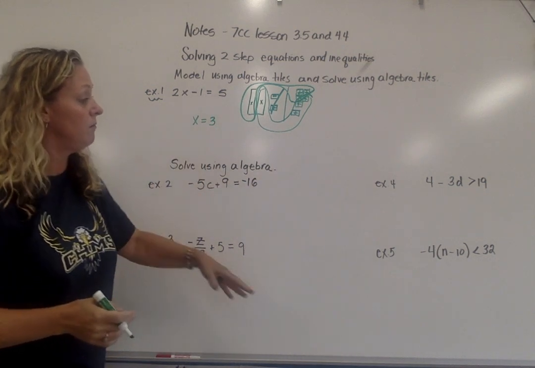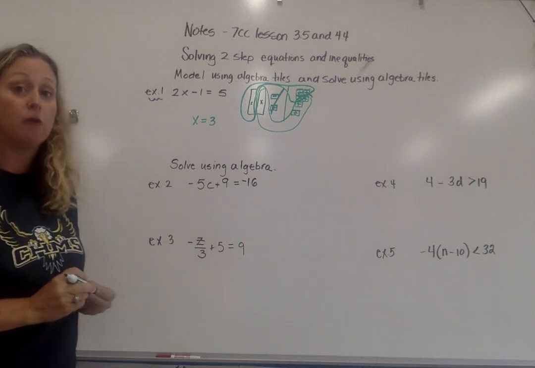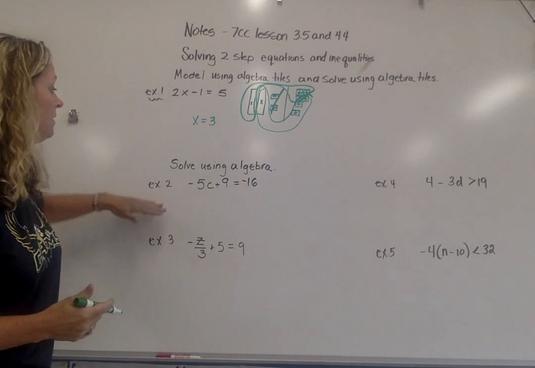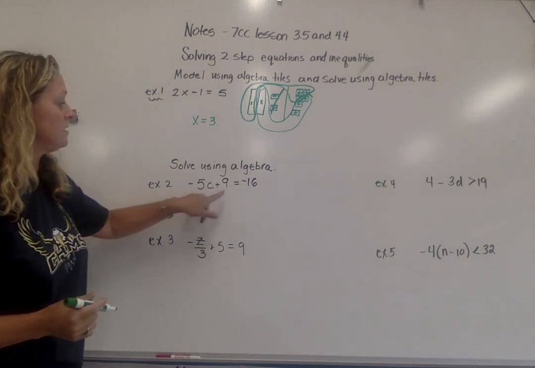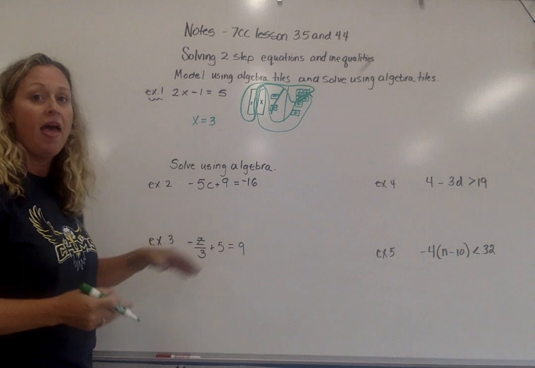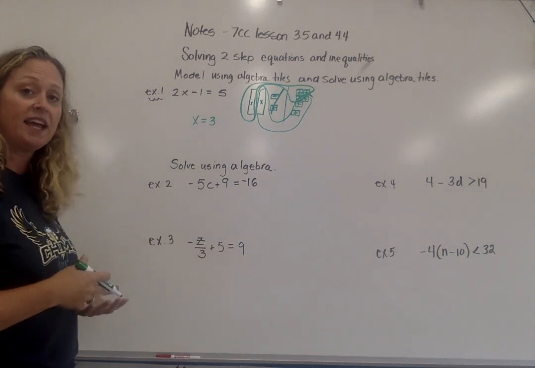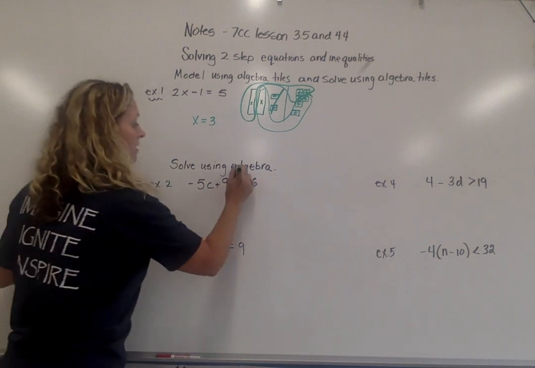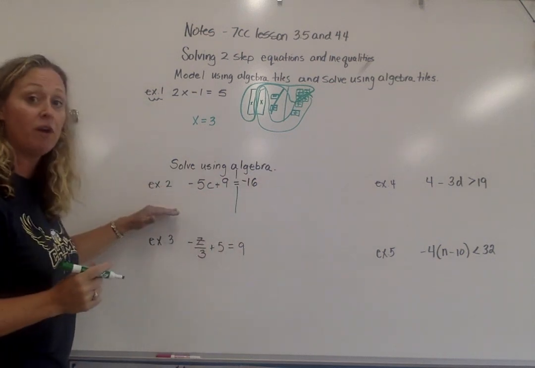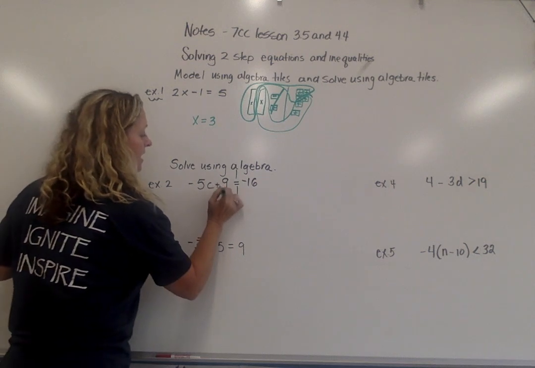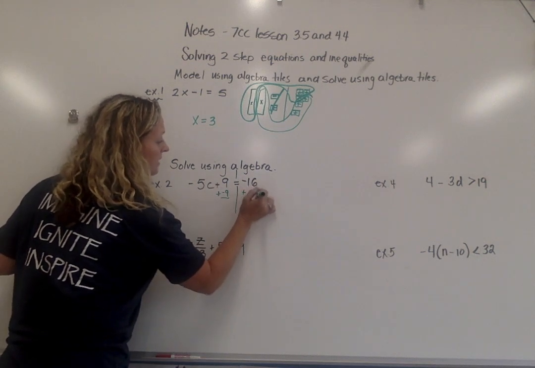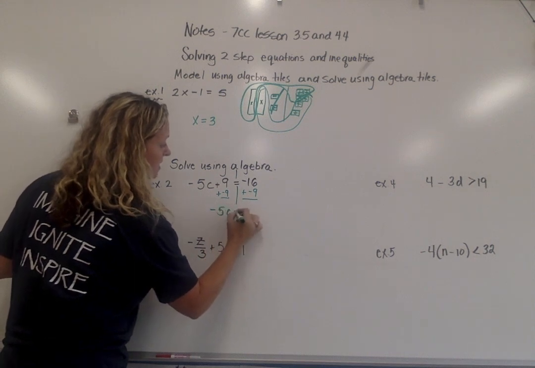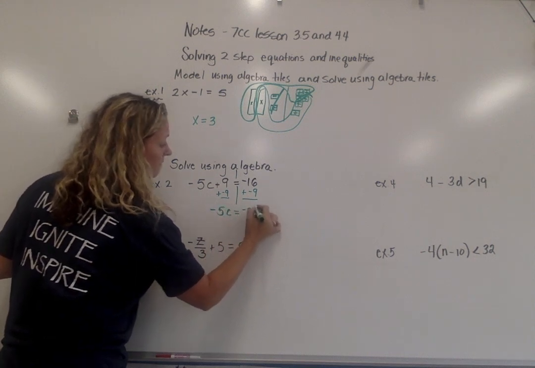In the other 4 examples, we're going to simply use algebra to solve. Still the goal is to isolate the variable. In this problem, I have negative 5c plus 9 equals negative 16. I want to combine like terms, just like I did in simplifying expressions. I have on one side 9 positives and 4 negative c's. So I'm going to add 9 negatives to both sides. And that ends up being negative 5c is equal to negative 25.